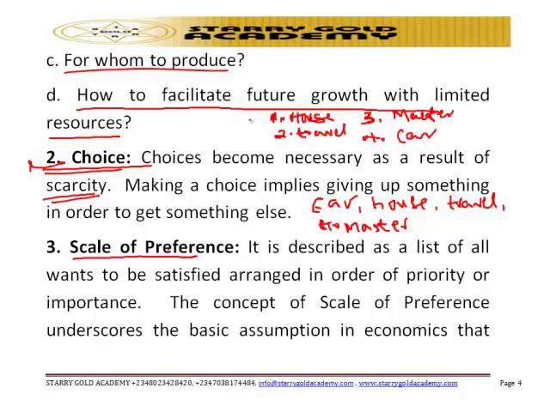Number one is the most important. Two is the second most important thing. The third one is my master's, and the fourth is the car. So with the knowledge of scale of preference, I've been able to determine my wants with respect to the order of their priority. So this is what scale of preference entails under the basic economic problems of economy.